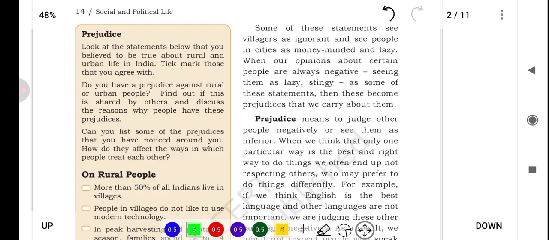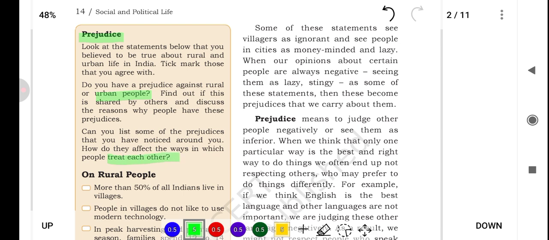Okay, basically here a prejudice box has been given. Look at the statements below that you believe to be true about rural and urban life in India. Tick mark those that you agree with. Do you have a prejudice against the rural or urban people? So here a question has been asked. You can answer that in your mind as well. Find out if this is shared by others and discuss the reasons why people have these prejudices. Can you list some of the prejudices that you have noticed around you? How do they affect the ways in which people treat each other?